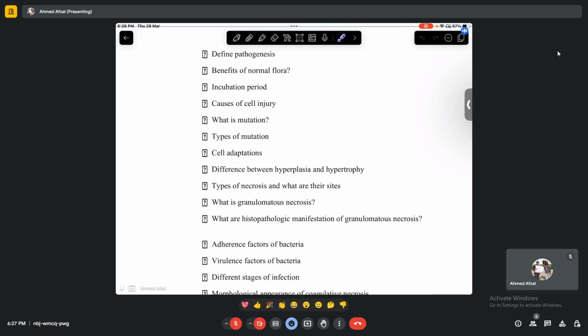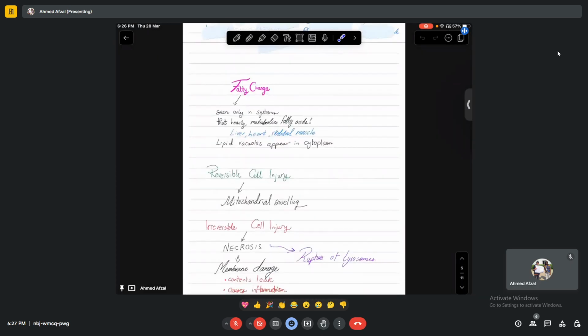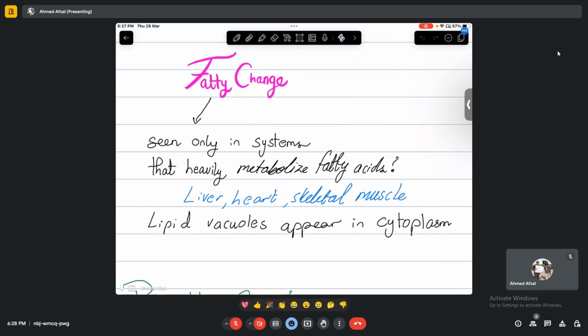Now we need to go ahead with the rather memory-based part, which is the types of cell injury. Fatty change is a type of cell injury. It's a reversible cell injury, and it's only seen in systems that heavily metabolize fatty acids. Now, what are those systems, you may ask? That's the liver, the heart, and the skeletal muscles. So what happens with fatty change? It basically means that lipid vacuoles appear in the cytoplasm. That's about it. So have a look at this. I'll take this off and then I'll test you.